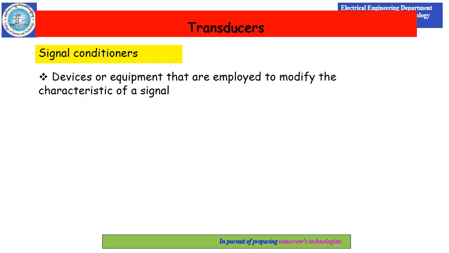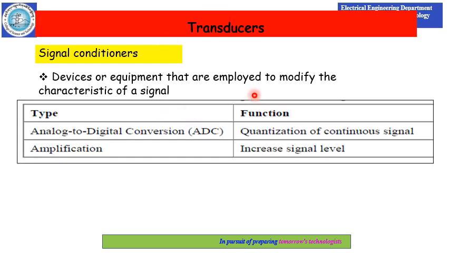Okay, so now we're going to look at something called signal conditioners. So signal conditioners are basically devices or equipment that are employed to modify the characteristics of a signal. So the first type of signal conditioner is called the analog to digital conversion. This ADC is used for the quantization of a continuous signal.